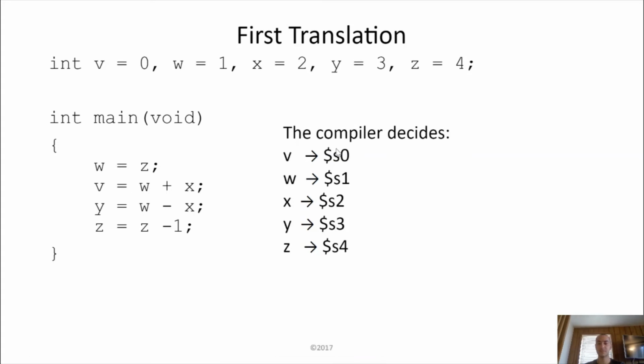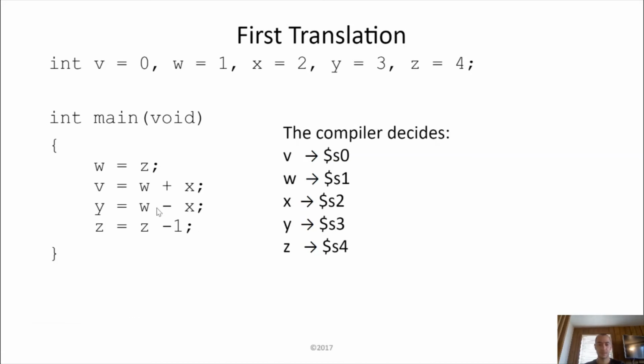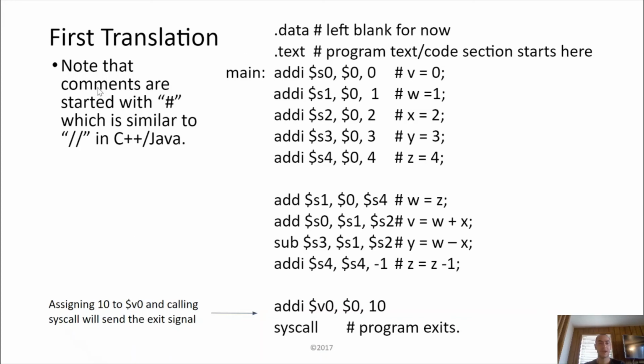So it put, for example, the value for V to your S0, and it put the value of W to your S1, and so on. And this is your main, and the main instructions that you have in your code. So let's see how we can translate that. If we go back, this data section we are not using now because we are storing everything on the registers. So let's look at the first line.